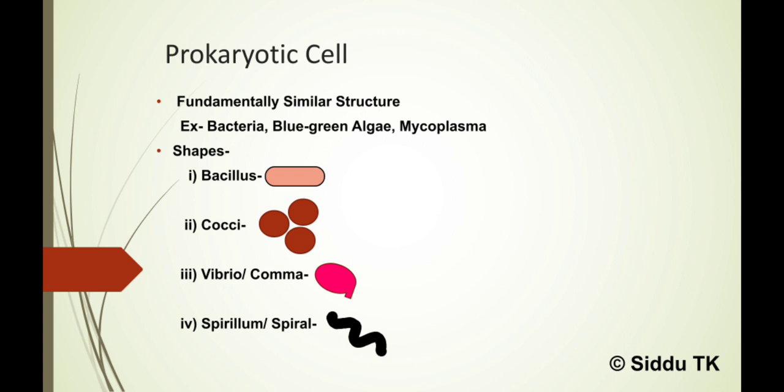Bacteria mainly come in four fundamental shapes: Bacillus, cocci, Vibrio, and Spirillum. Bacillus bacteria look like a rod, hence they are also called rod-shaped bacteria. Cocci appear as a round-shaped circle, and Vibrio appears as a comma, hence it is also called comma-shaped bacteria. Spirillum bacteria appear like a spiral staircase.